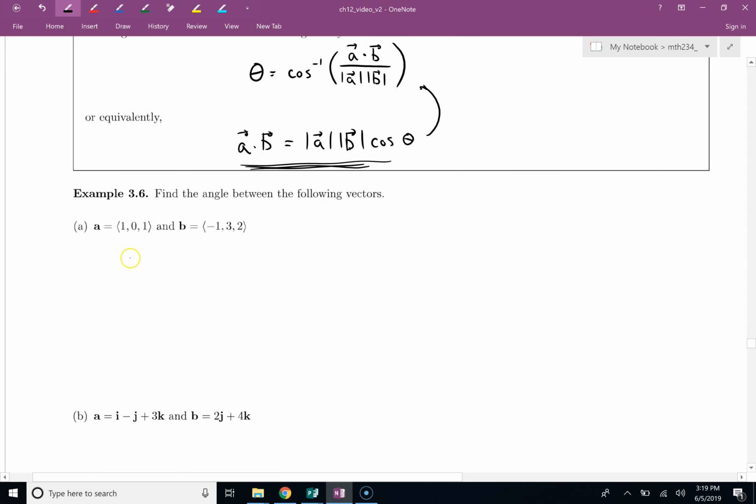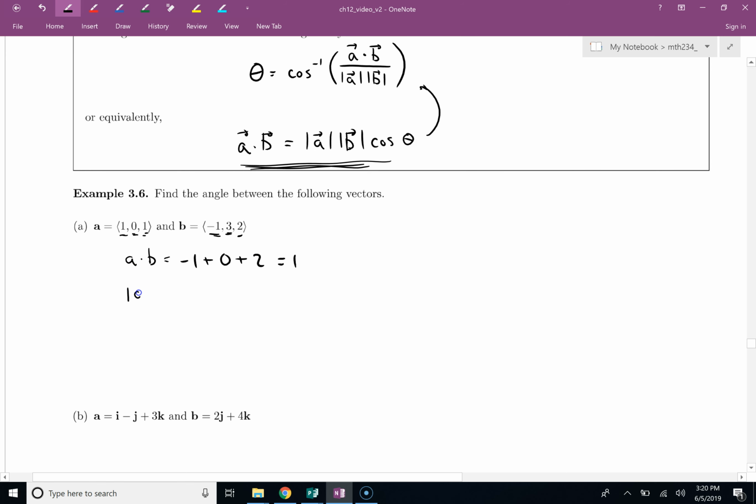I'm going to first calculate A dot B. Again, we multiply the first components together. 1 times -1 would be -1. 0 times really anything is 0. And finally, 1 times 2, that's going to be 2. So A dot B is going to be 1.